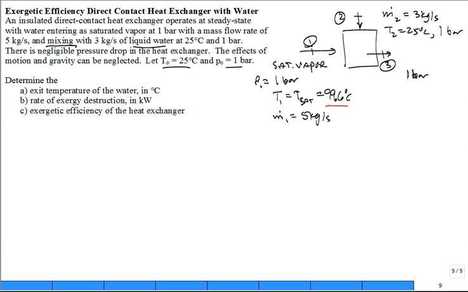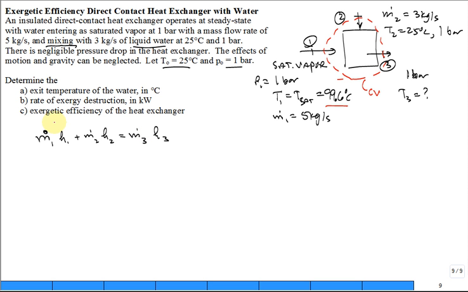Nothing to do with thermo 2, it's just thermo 1. Can I get the exit temperature of the water? Can I find T3? True? Isn't that what we're asked to find? So we'll do a control volume analysis about that direct contact heat exchanger, and we'll write down the energy balance, and I wrote it down on the previous slide. m dot 1 h1 plus m dot 2 h2 is equal to m dot 3 h3.